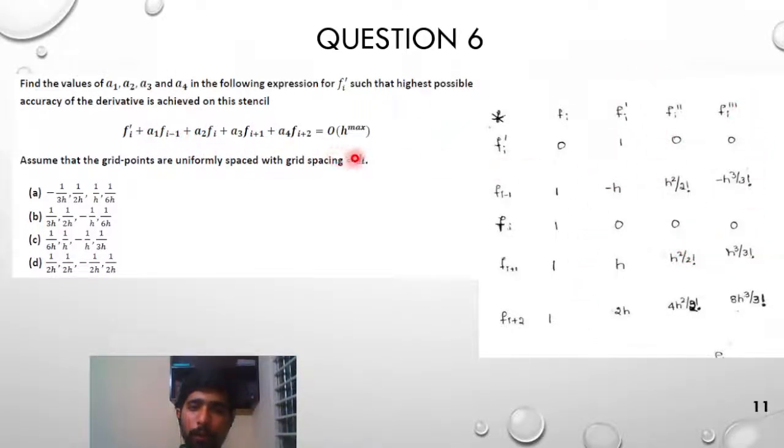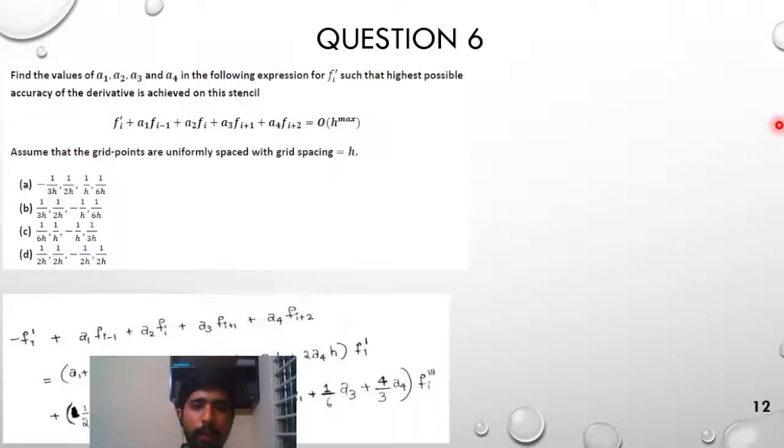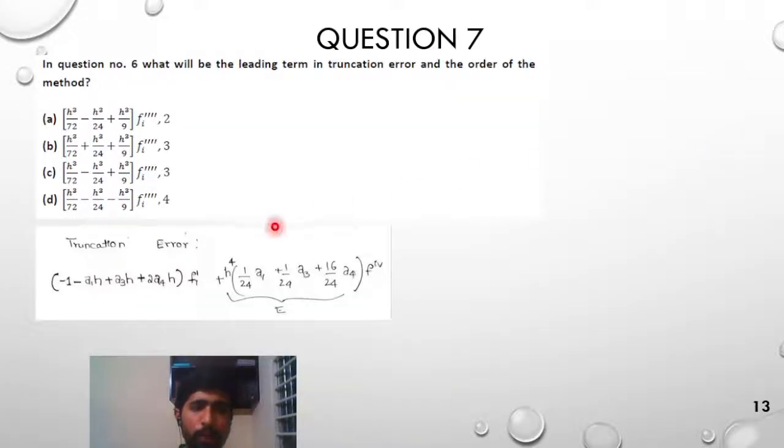This is to calculate the unknowns, that is fine, but when we have to calculate the truncation error, you need to also take the fifth column into account, which is the f fourth derivative. If you calculate the tabular values, you get this particular equation in terms of the fourth derivative. This is the truncation error which we want to calculate, so ignore the first part. This is the sum of the fourth column, that is the truncation error, and you get the truncation error's first term in terms of h raised to 4.